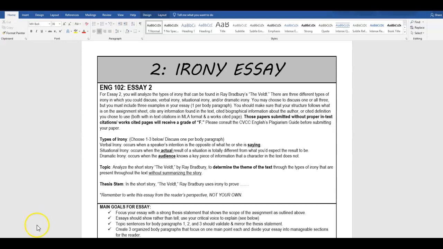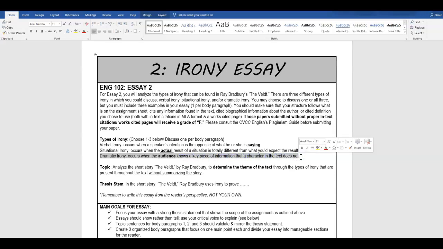dramatic irony. Verbal irony occurs when a speaker's intention is the opposite of what he or she is saying. Situational irony occurs when the actual result of the situation is totally different from what you'd expect the result to be. Dramatic irony occurs when the audience knows a piece of information that a character in the text does not.